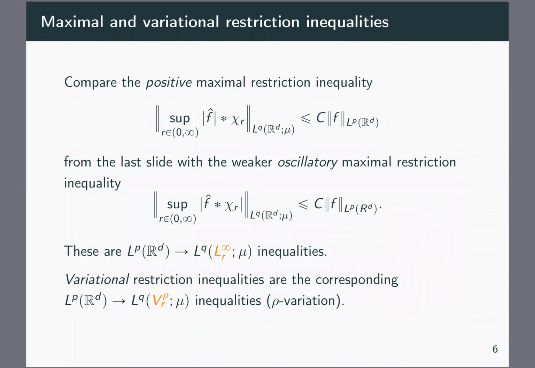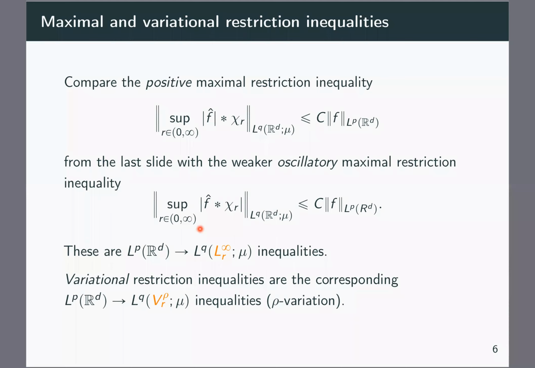So let's look at some other inequalities of this sort. The first one on this slide is just the same as the last slide, the positive maximum restriction inequality that we saw before. You might want to compare this to an oscillatory maximum restriction inequality, which is the second display on this slide. The only difference is that the modulus is now outside of the convolution rather than inside. So this will give you a slightly weaker inequality. Both of these, the positive and the oscillatory version, can be regarded as inequalities from L^p to L^q of L infinity, because we take this L infinity norm over the radii r via the supremum.